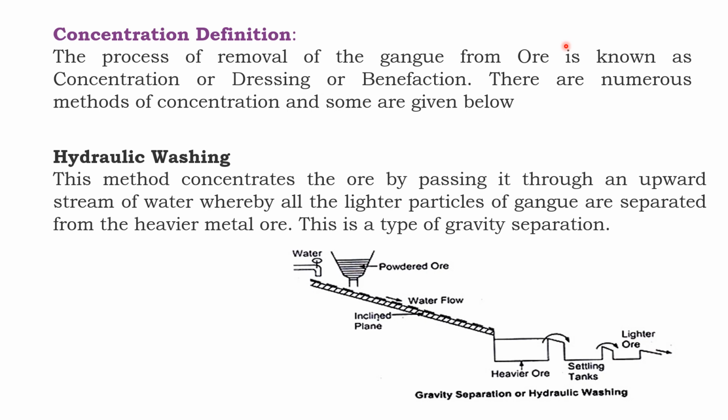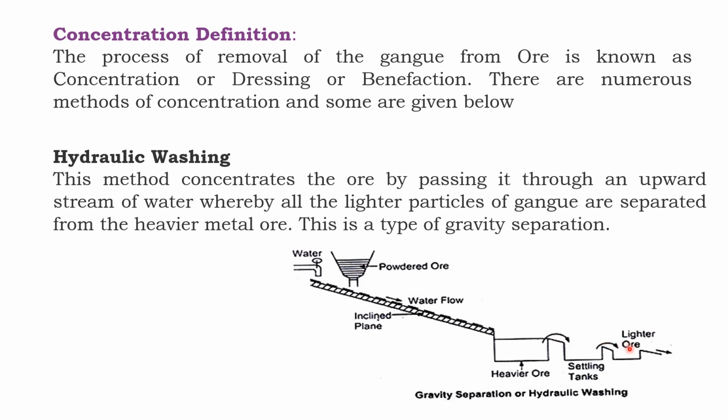Hydraulic washing is the simplest process. See here in the picture, we have the powdered ore, and we add water from the top, so that in this water the powdered ore will float. Heavier ore particles will settle in the first tank, while the lighter particles will overflow from this tank and settle in another tank. If the ore is the lighter particle, heavier impurities settle here and the ore will be collected in the next vessel.